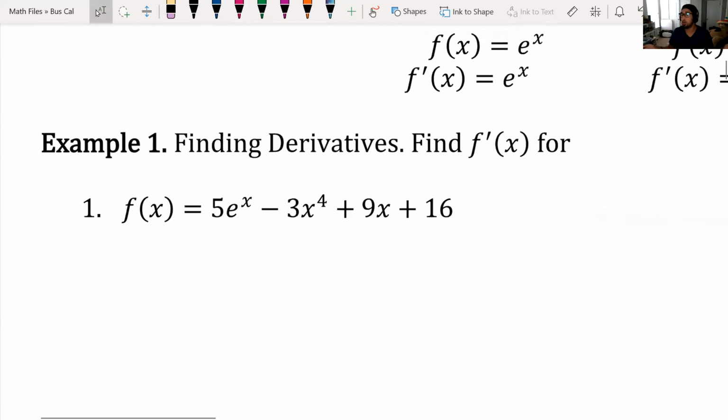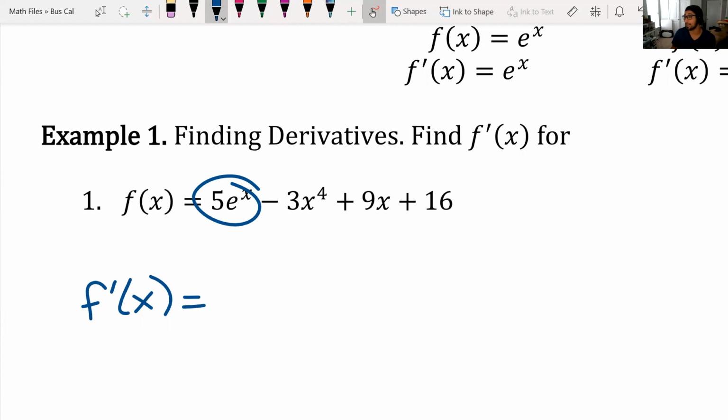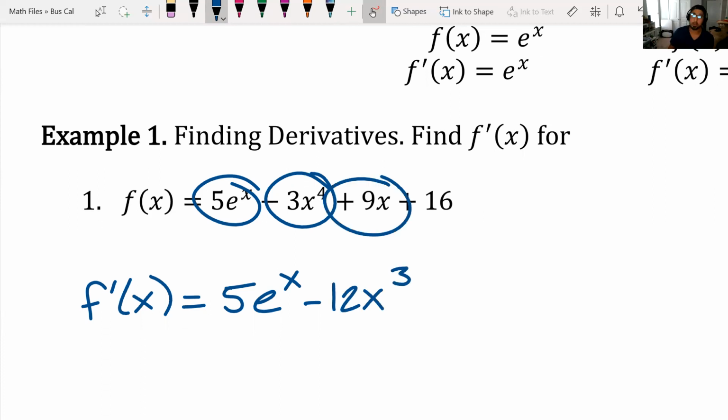Number one, all we want to do is find the derivatives. That's it. Nothing more. Just find the derivatives. So we're going to say f prime of x, and the derivative of 5e to the x is, guess what? 5e to the x minus the derivative of 3x to the fourth. That 4 comes down, multiplies the 3, 12x cubed. Derivative of 9x is just 9. There it is. Done. Because the derivative of 16 is 0.